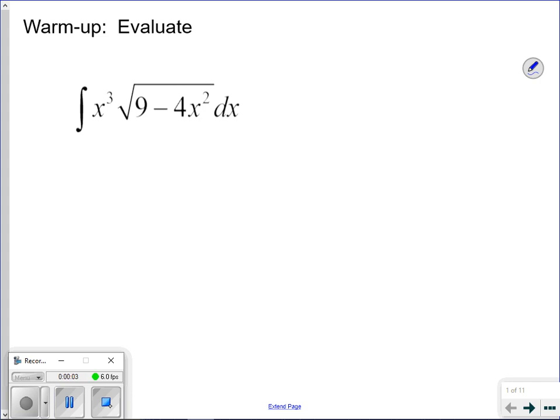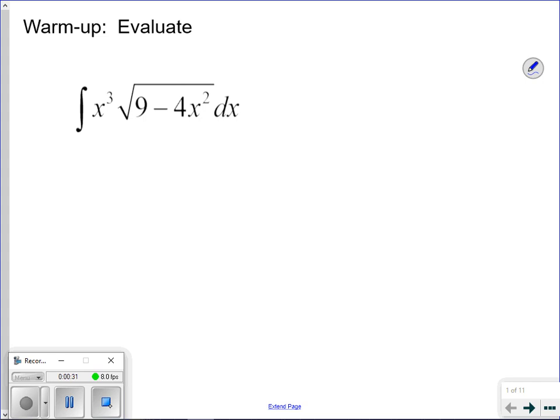Okie dokie artichoke. All right, we are in our last, well, I guess our last topic, I would say, in Unit 7, techniques of integration. Today we're looking at something a little bit more unique. It's not so much the technique that we're looking at, but the type of integral. So it's kind of getting to this abstract part of math here.